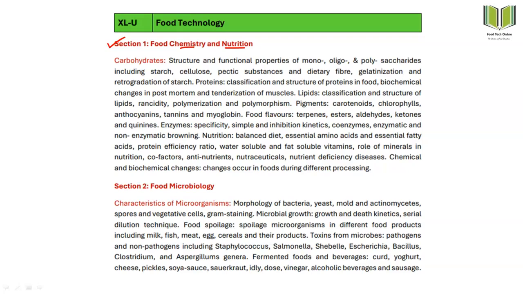So here we will be starting with the basic chemical structure, which is known as carbohydrates. We will be seeing the structural and functional properties of mono-, oligo-, and polysaccharides, including the complex starch, cellulose, pectic substances, and dietary fiber, and what properties are important in food, meaning the chemical changes that are essential in foods, like gelatinization of starch in rice, retrogradation of starch in the case of bread and bakery products.